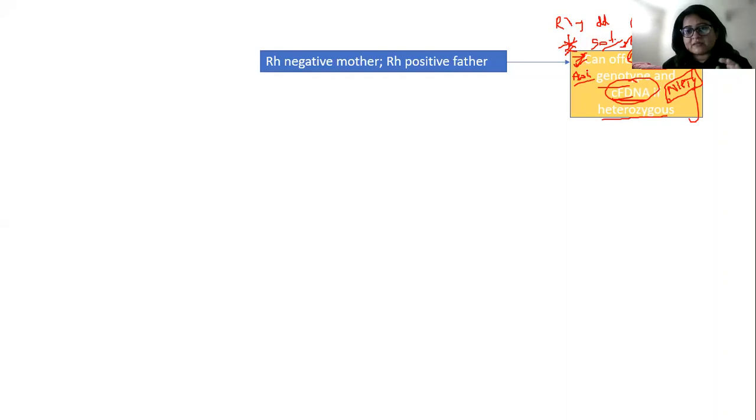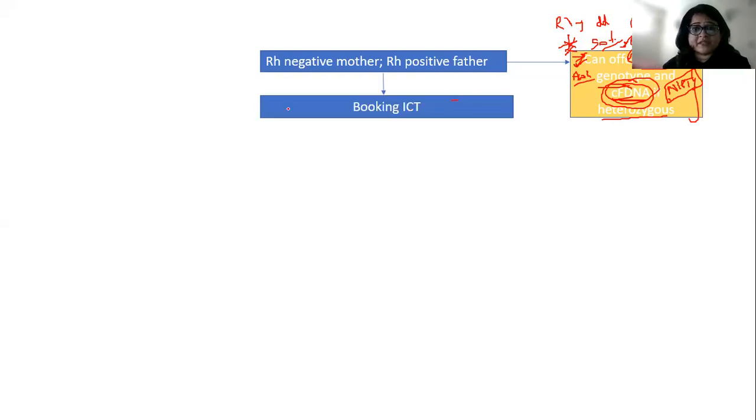So I hope this is clear. This is something new, the use of cell-free DNA. NIPT is not only for Down syndrome, it can also be used for determining the fetal Rh positive or negative status.